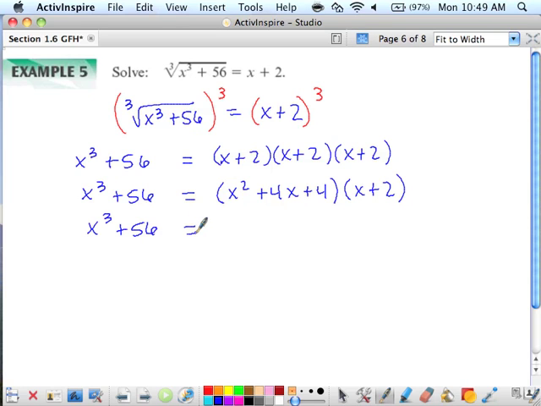and the right side will become x squared times x is x cubed. I guess I don't need the parentheses anymore. X squared times x is x cubed. X squared times 2 is positive 2x squared. That takes care of distributing to x squared. Now we need to distribute this 4x. 4x times x is what? 4x squared. And I'm going to write them under each other like that just so I can keep up with my like terms.